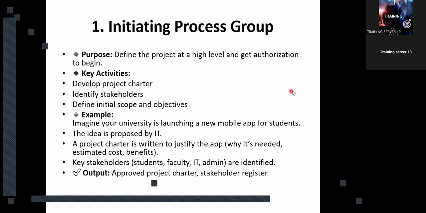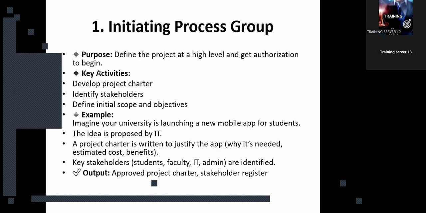If we start with the initiating process, we have to know that we are preparing, we are defining the high level of work, the high level standards of communication, all of the activities that will help us to have this activity on the right system. So you are building the system and you are managing that system in the right way.